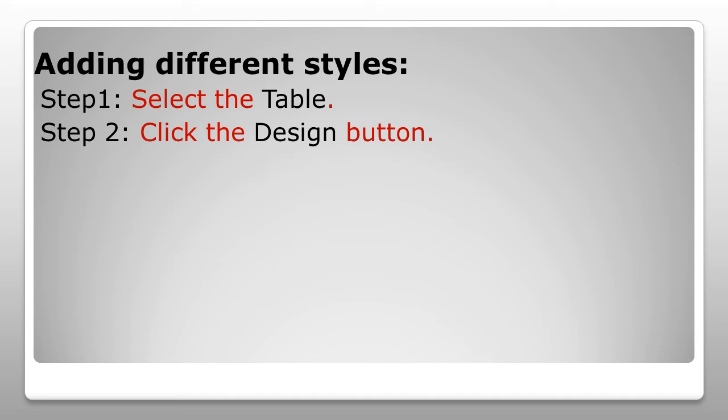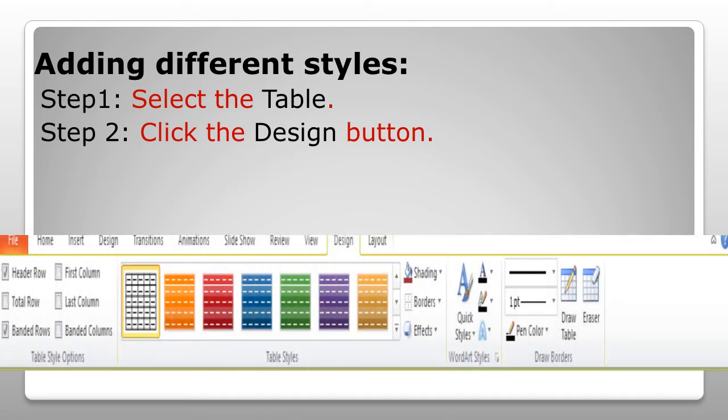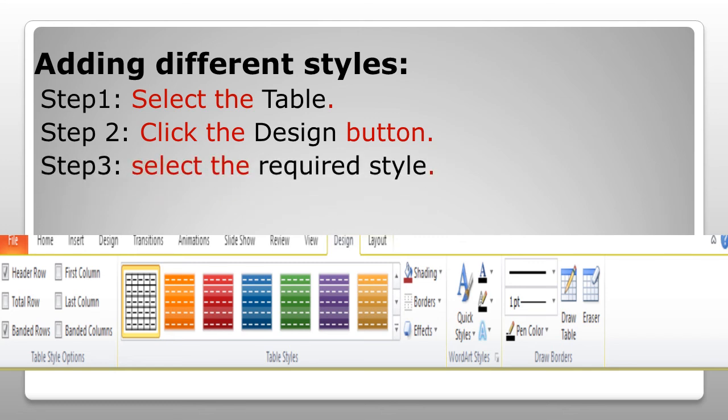Step 2. Click the design button. Where will the design button be? The design button will be present in the table tools option. Look at this picture. You will get to know how to select the design button. Step 3. Select the required style. Below the design button you will get so many table styles. You can select any one of these table styles. Next, the table will be changed on the basis of your selection. It will change the style of the table.